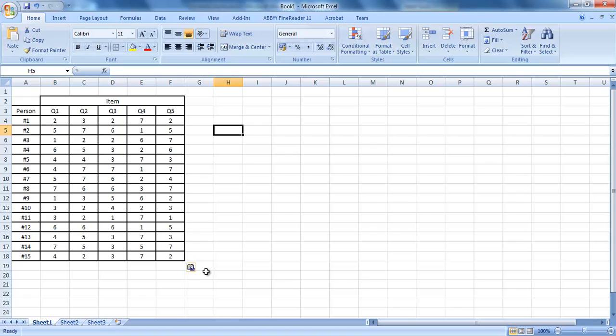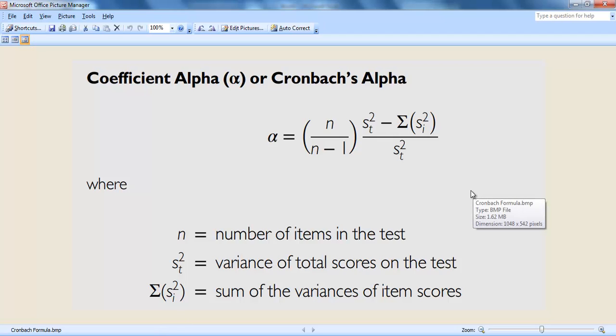So let us take a look at the formula for Cronbach's alpha. So here is our formula. So we have n divided by n minus 1. N is the number of items in the test.